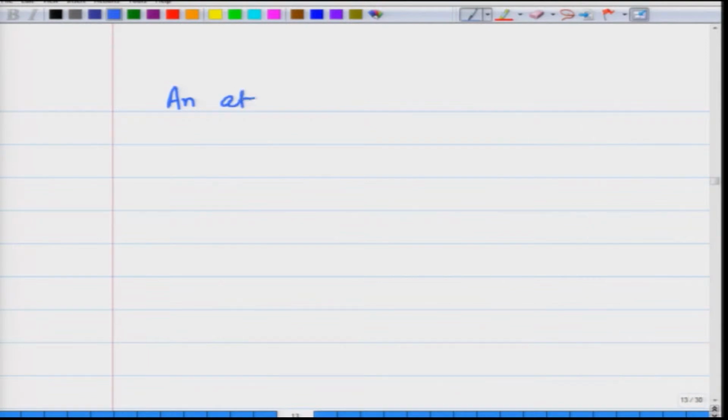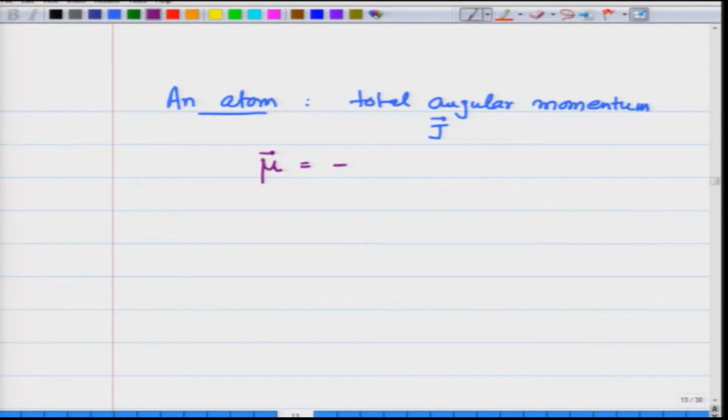In the previous lecture, I derived the magnetic moment and the Landé factor for an atom, and what we concluded there is that an atom has a total angular momentum J. It will then have the corresponding magnetic moment mu, which is equal to minus g mu B times J.